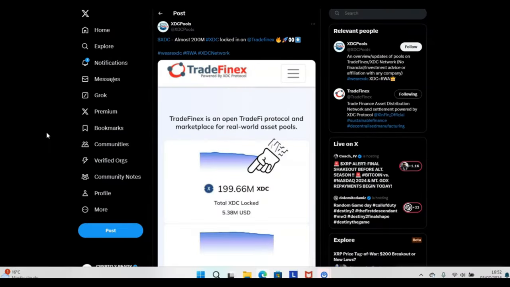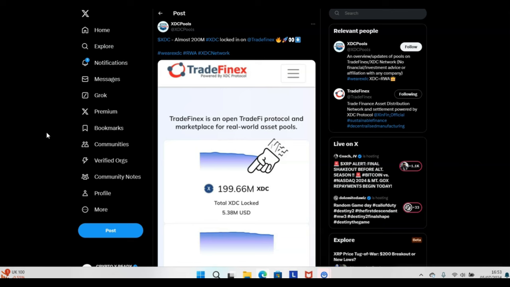Almost 200 million XDC locked in on TradeFinex. Wow, another amazing achievement. This is a pool for real world assets. Total value is 5.38 million. Now, guys, this is just the tip of the iceberg. When institutions start holding XDC to test their systems, imagine how much more XDC is going to be locked, how much more value is going to be moving through XDC, and inevitably, how high can the XDC price really go?